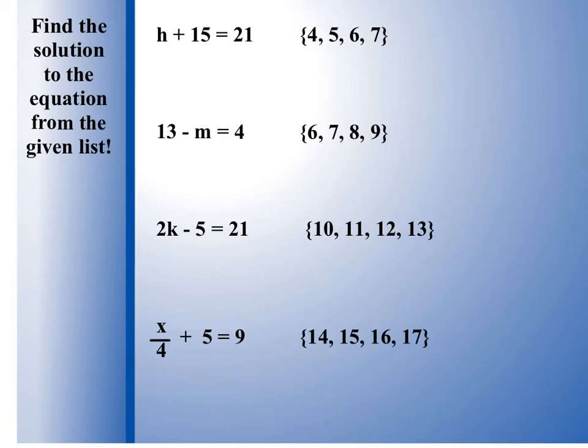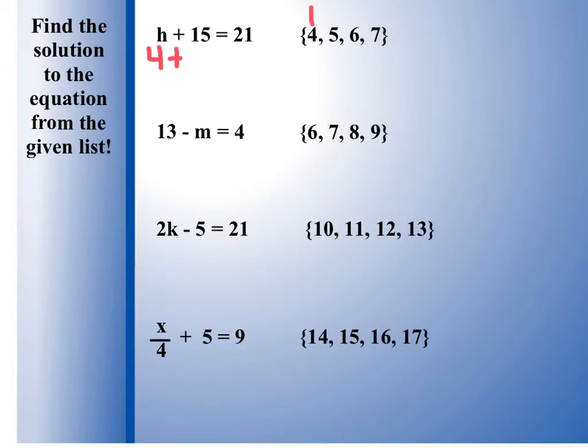Okay, so for this first part, you are going to find the solution to the equation from the given list. The list of answer choices is called a replacement set. What you want to do is pretty much just test each of those numbers and see which one works in the equation. So for example, I have the number 4 here.